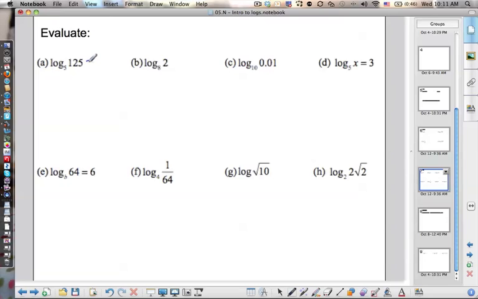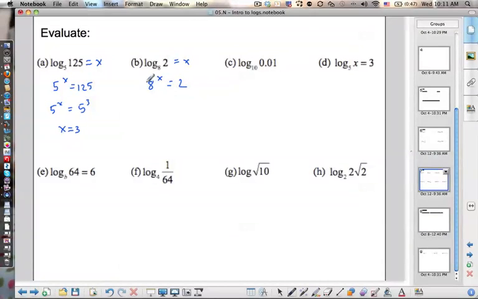Or logs, if we set this equal to x, we get 5 to the x equals 125. 5 to the x equals 5 to the third, so x equals 3. The next one, set this guy equal to x, we get 8 to the x equals 2. Now we notice that this one got smaller, this number is smaller.